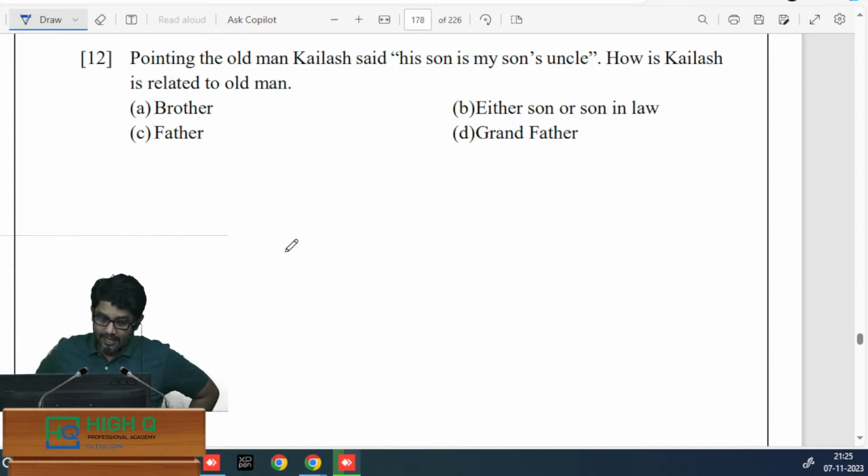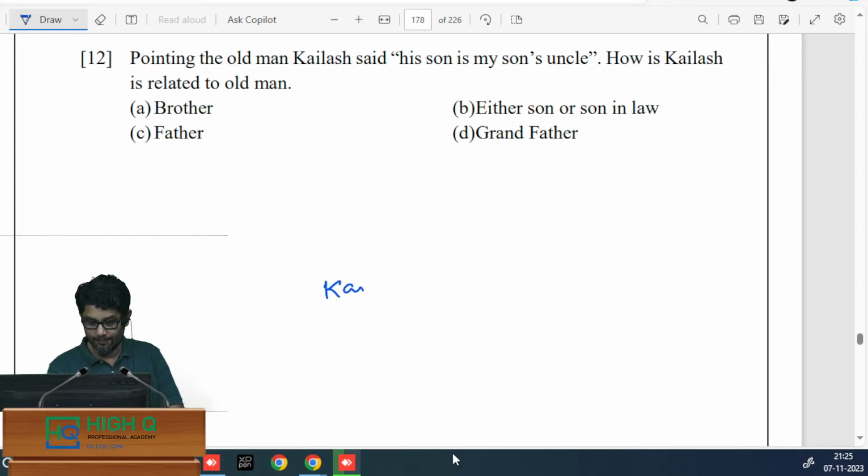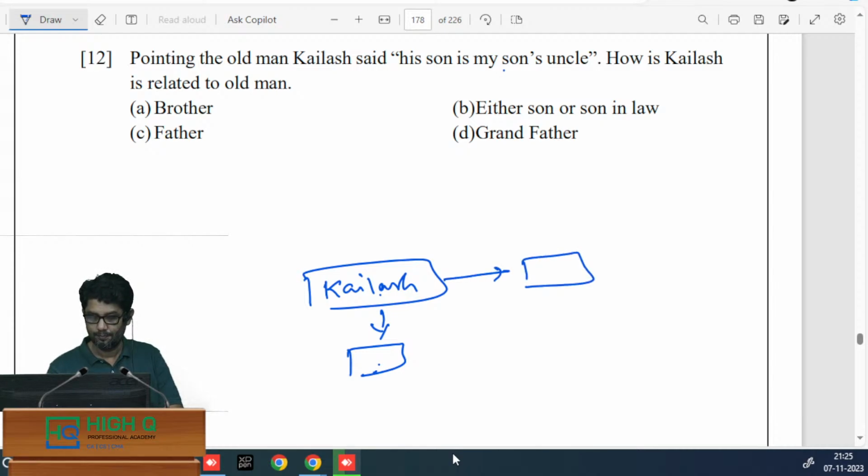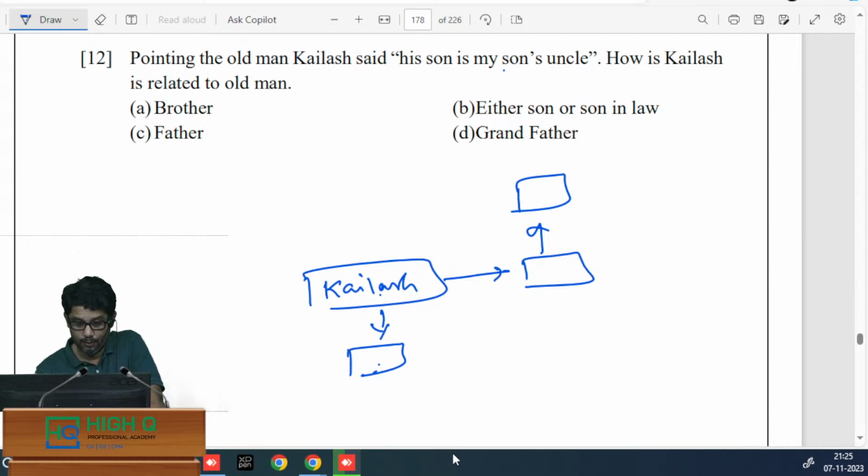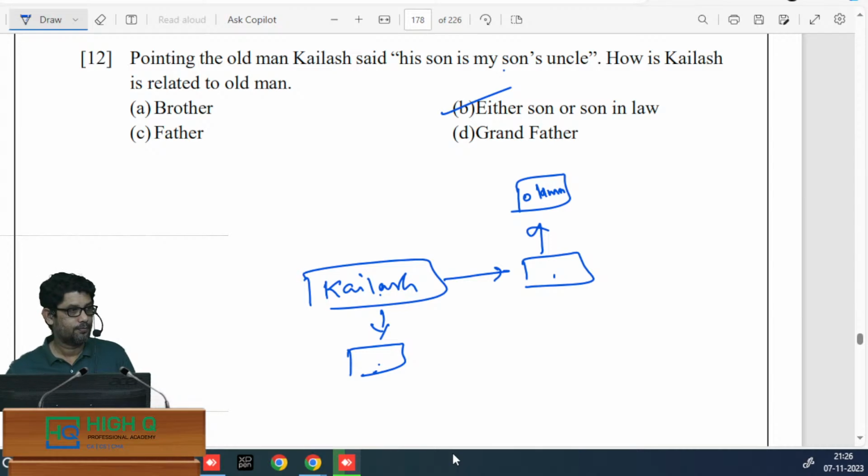Pointing to an old man, Kailash said, his son is my son's uncle. How is Kailash related to the old man? Kailash, son, son's uncle. His son is my son's uncle. Who is that person? The old man. The old man's son. Fine. How is Kailash related to the old man? Either son or son-in-law. Very good. We are not sure. Son or son-in-law.